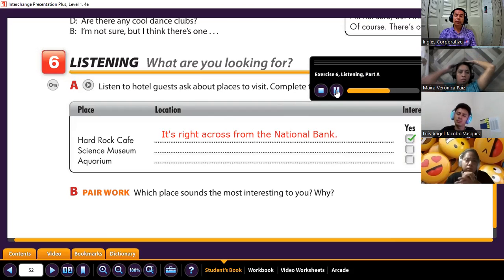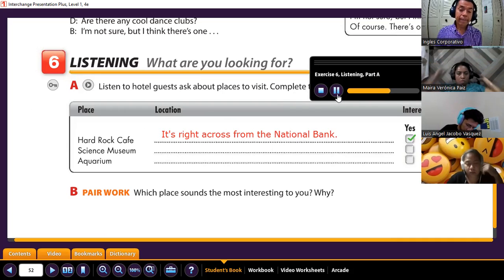Where's the Science Museum? Well, that's near City Hall. Uh-huh. Where is the Science Museum? Listen. Well, that's near City Hall. Great. And where's the Science Museum? Well, that's near City Hall. Near City Hall, okay. I know where that is. And what's the museum like?